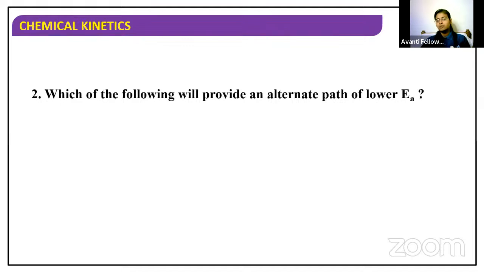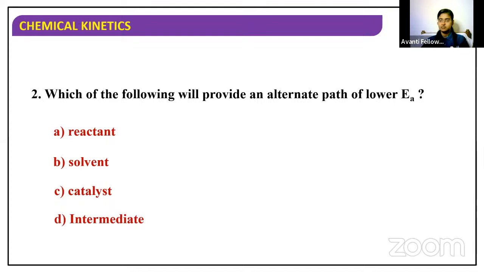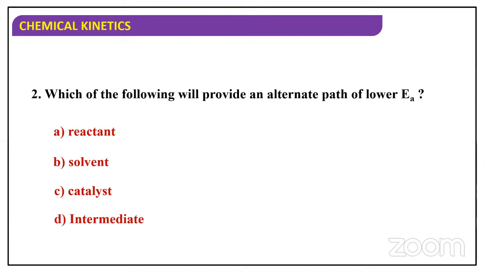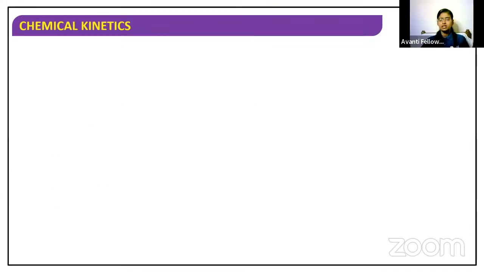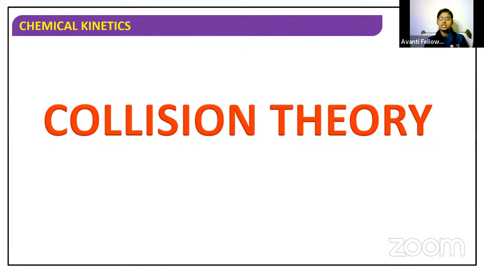Which of the following will provide an alternate path of lowering the activation energy? Reactant, solvent, catalyst, intermediate. Catalyst. Very good, Vaishnavi. It is catalyst. Very good, students. So two questions are enough for this catalyst part. So now we will move on to the last topic of this lesson, which is called collision theory.